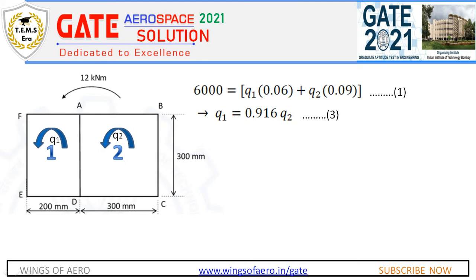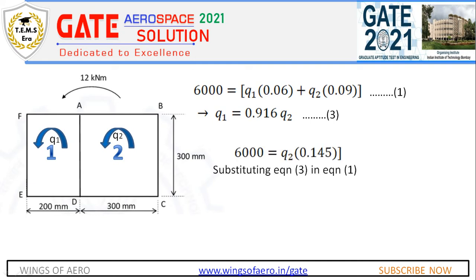Now focusing on equation 1 and 3, right? Now we can easily solve. How? By simply substituting equation 3 in equation 1. So after resolving, we get this value 6000 equals Q2 of 0.145. Now easily we can resolve that. What is the value of Q2? We are getting around 41390.7 Newton per meter.